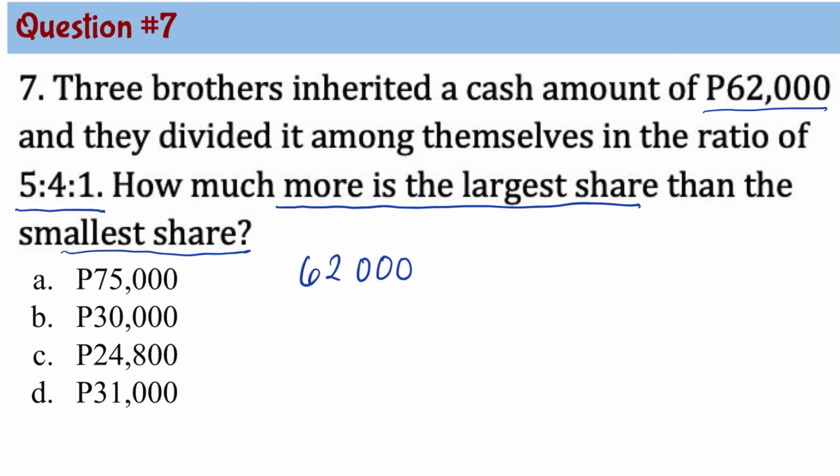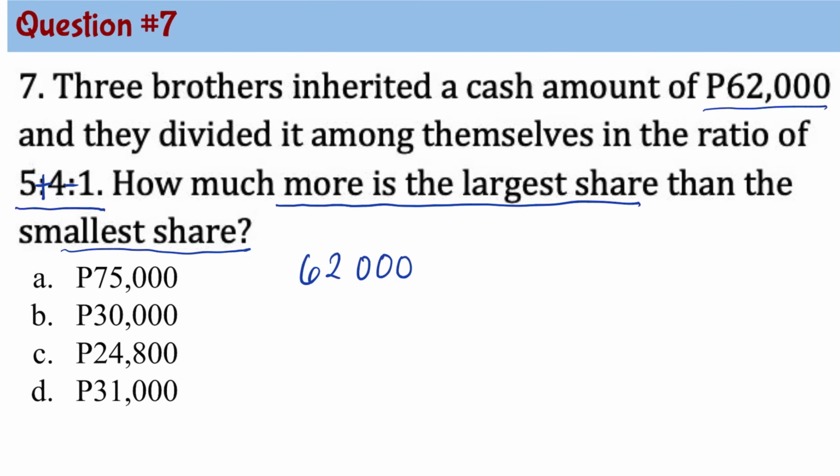So for this type of problem, we need to find out first how much is one share. Since the ratio is 5 to 4 to 1, we need to add 5 plus 4 plus 1. That means that will be 10. So we will divide 62,000 by 10 to calculate how much is one share. 62,000 divided by 10, you can simply take out one of the zeros. So that is 6,200, which means this is the value for one share. And that's going to be the smallest share.